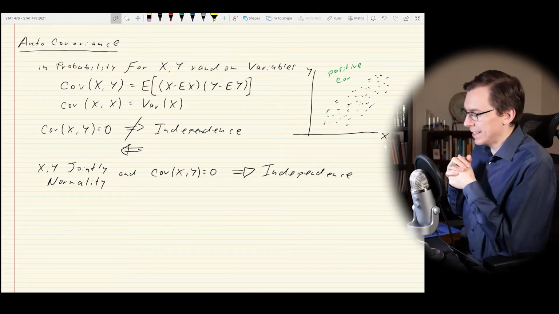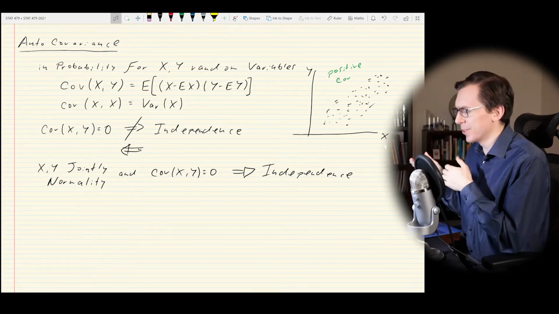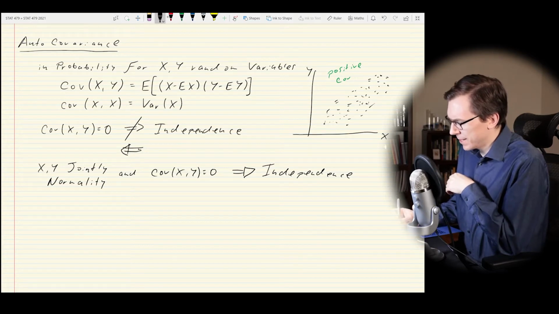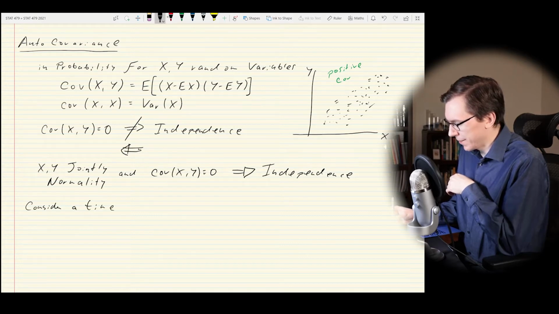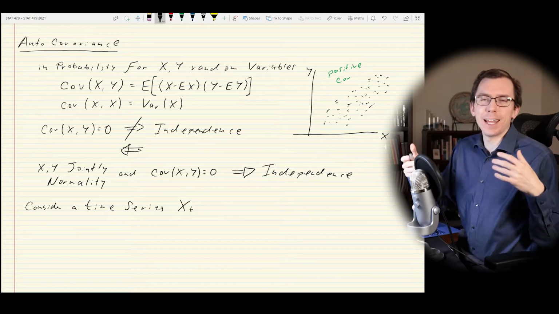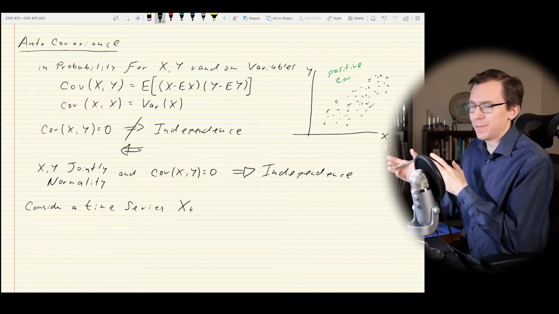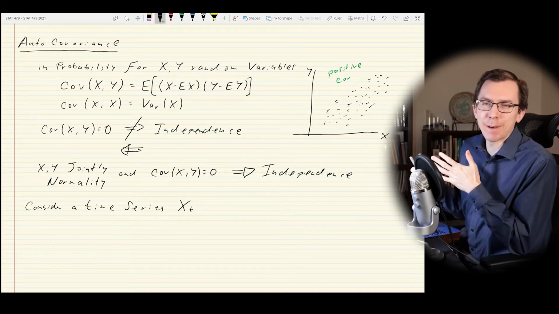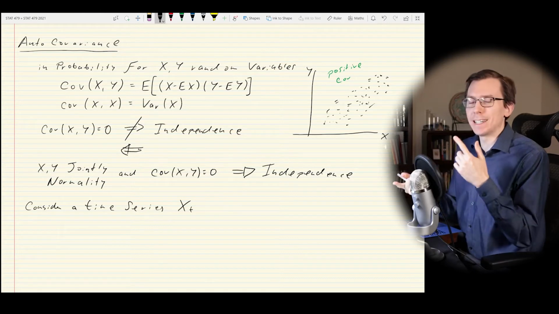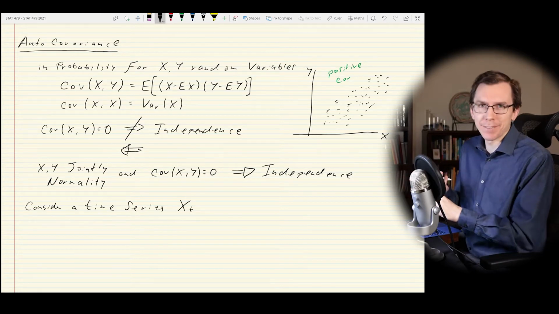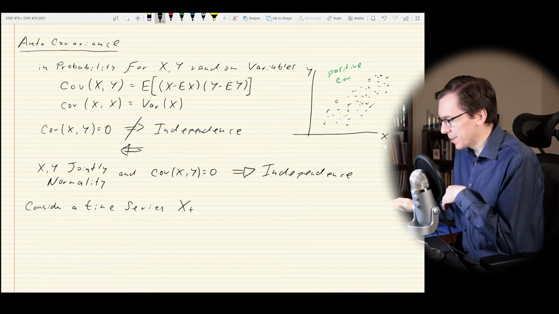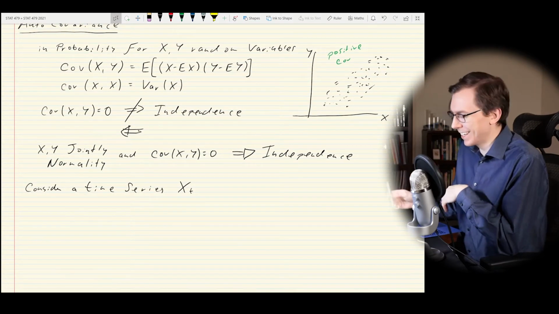Okay, so we have this idea of regular covariance. So then what's autocovariance? Well, if we consider a time series xt, which is again just going to be some random variable indexed by time. We don't have a specific form, but you could think of it as anything we talked about in the last lecture: a white noise process, an autoregressive process, a moving average process, or something else. Maybe there's a drift term, whatever you like.